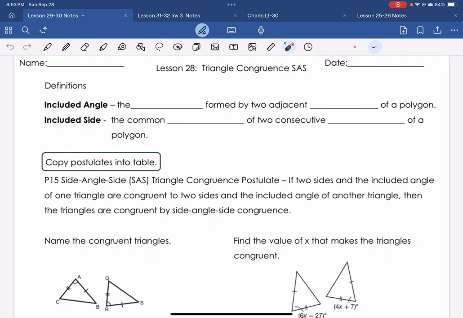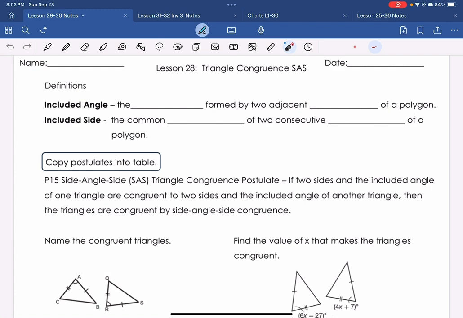Okay, this is lesson 28, triangle congruence with side, angle, side. If you haven't already, make sure that you print the notes so that you can follow along. If you haven't already done that, go ahead and pause this video and have your notes printed so you can fill in the blanks as we go.